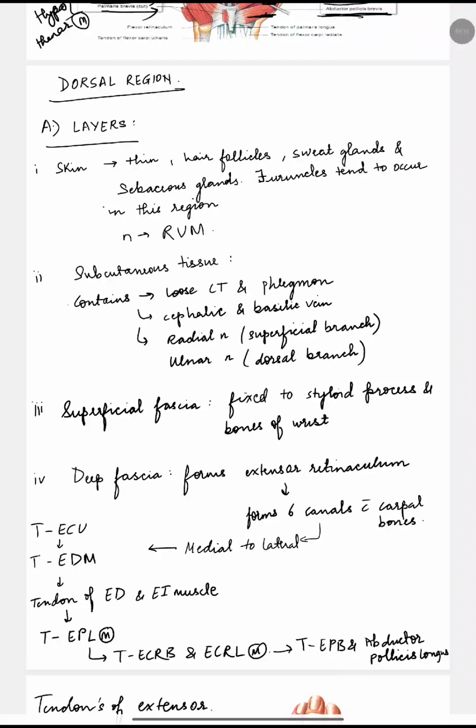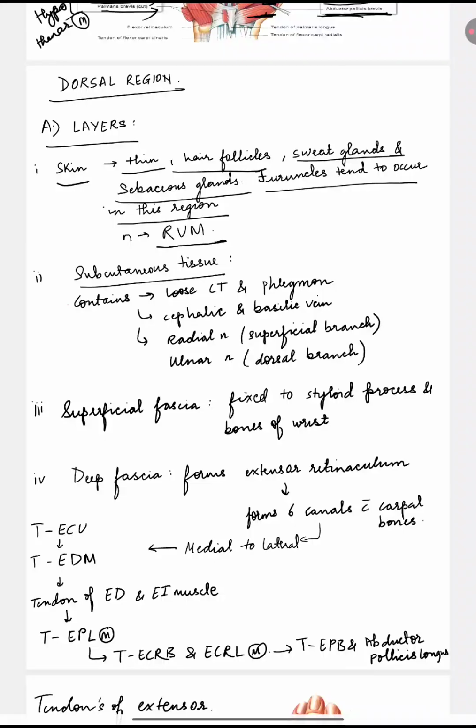Now we move on to the next topic, which is topography of the dorsal region of the hand. Now the layers. First is skin, which is thin. Hair follicles are present. Sweat glands and sebaceous glands are there. Furuncles tend to occur in this region. Nerves are radial, ulnar and median. Subcutaneous tissue contains loose connective tissue and phlegmons.